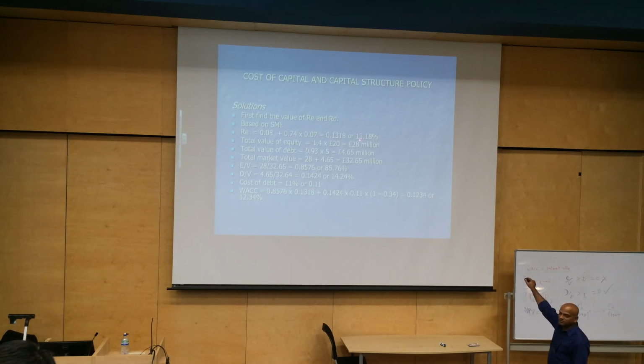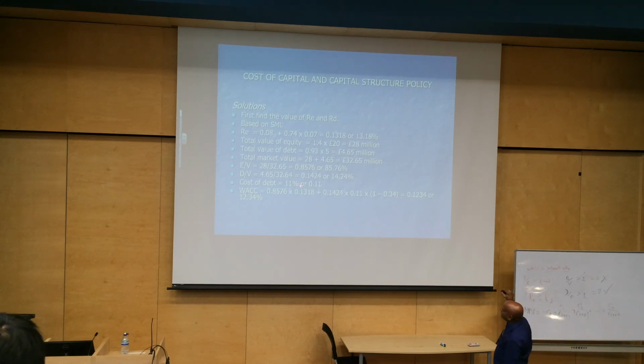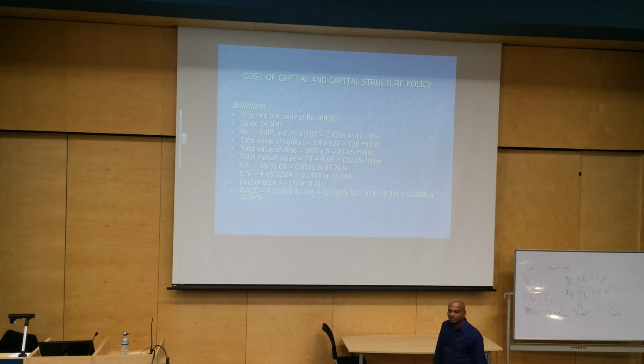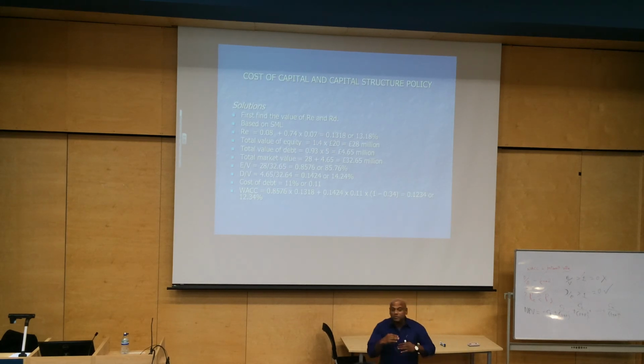This is higher than that, and you put the whole equation through, with 1 minus 0.34. What's that? That's the tax rate. And that is 12.34. If we calculate the number and it's more or less than the cost of equity and cost of debt, we have a problem. It has to be somewhere in between, between the cost of debt and the cost of equity.